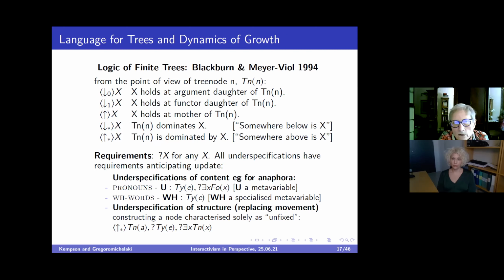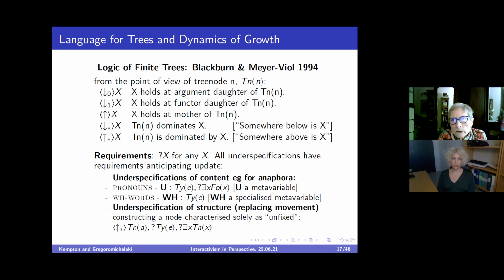But you can also do the inverse. From a point, you can look up a node in the tree and say, well, X holds at my mother. But also one can define a Kleene star characterization, so one can define a notion of dominate. So one can talk about X being dominated by tree node N. So tree node looking down star X is tree node dominates X: somewhere below is X. And the inverse, somewhere above me is X, is the last of these.